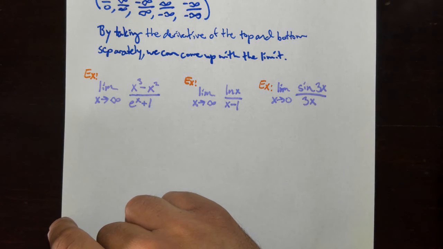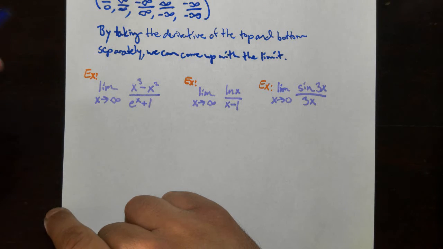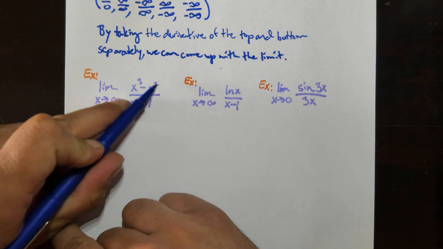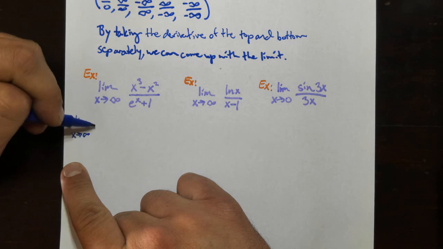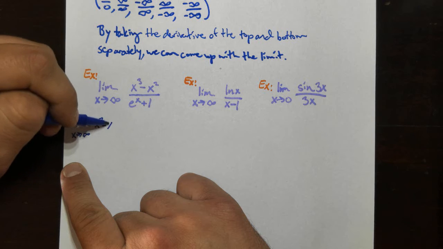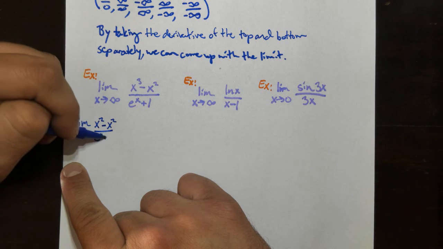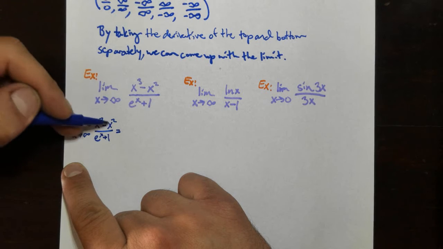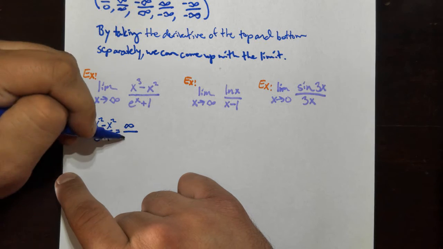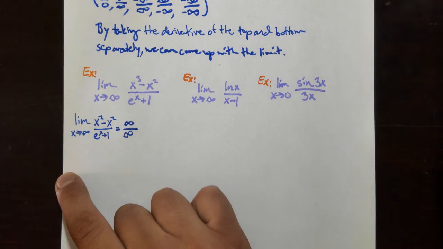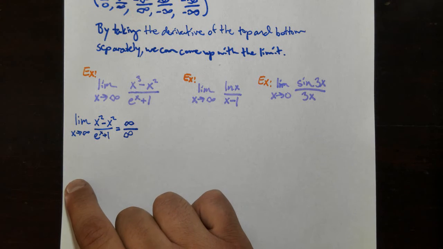Let's first see what happens when we just evaluate this. What happens when we plug in infinity for x? I know we can't really plug in infinity, but what happens as x becomes extremely large? Let me rewrite this. The limit as x approaches infinity of x cubed minus x squared over e to the x plus 1. The top part is going to get very large, so that approaches infinity, and the bottom part is going to get very large, so that approaches infinity. So here we have a limit that's an indeterminate form.